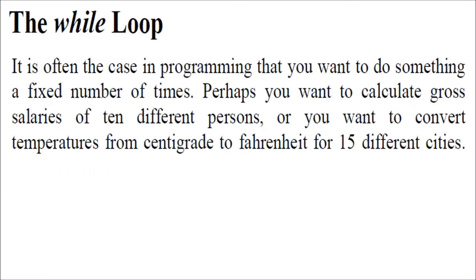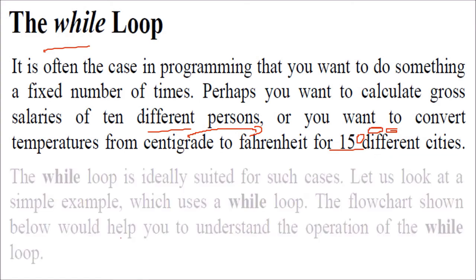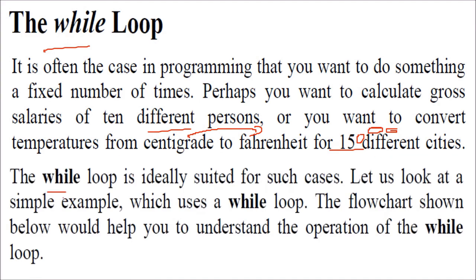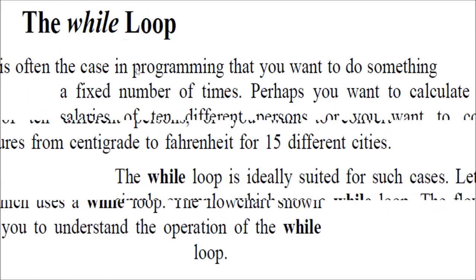The while loop. What is a while loop? While means till then. Till something is true or till we want something to be done again and again. For example, you want to enter salaries of 10 people, or you want to convert the temperature from centigrade to Fahrenheit for say 15 cities. This can be 150 cities, 1500 cities, or 15,000 cities. This can be done through a loop. We are talking about the while loop. The while loop is an entry control loop. Let us see how it works.